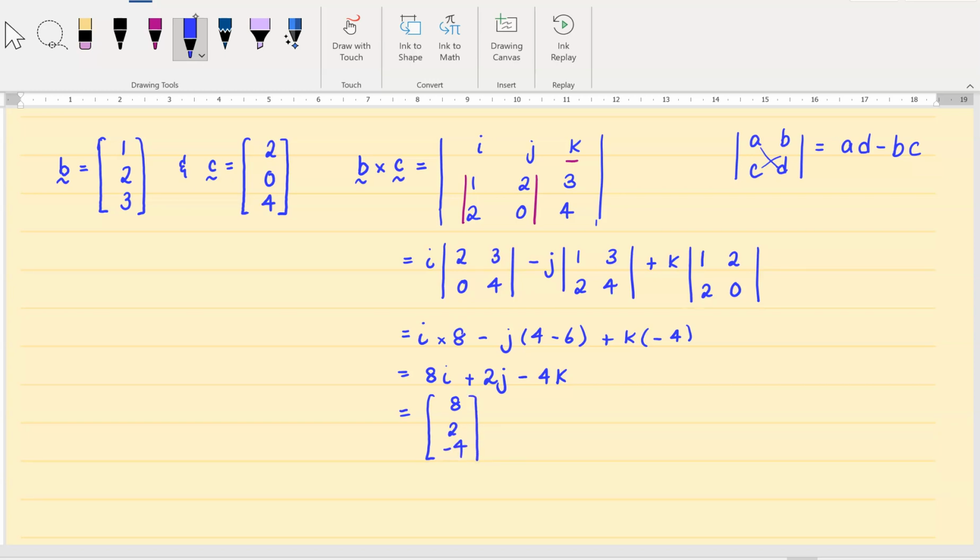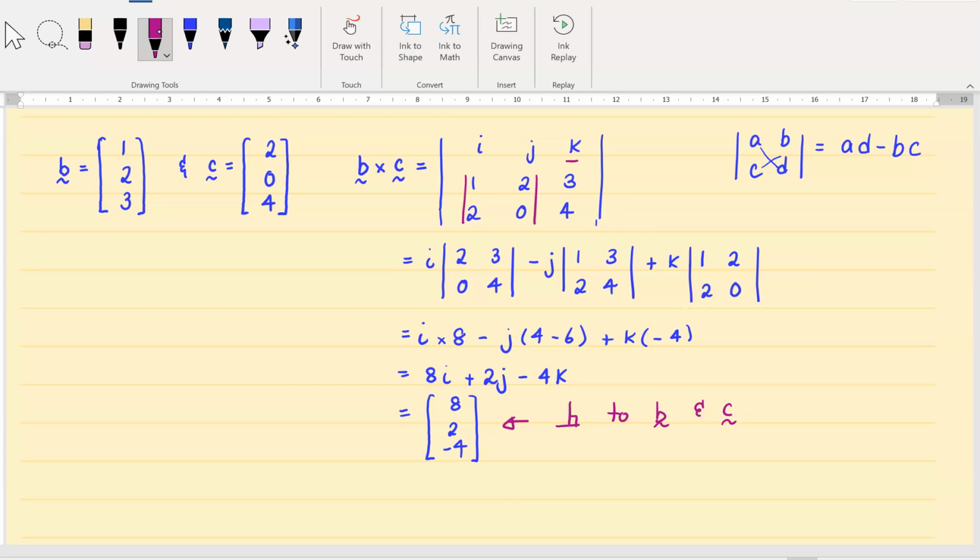There's something pretty special about this before we even use any of the other applications, and that is this vector here will be perpendicular to B and to C. Now how can we test that it is perpendicular? I hope you're screaming out dot product, dot product. So let's just have a look.